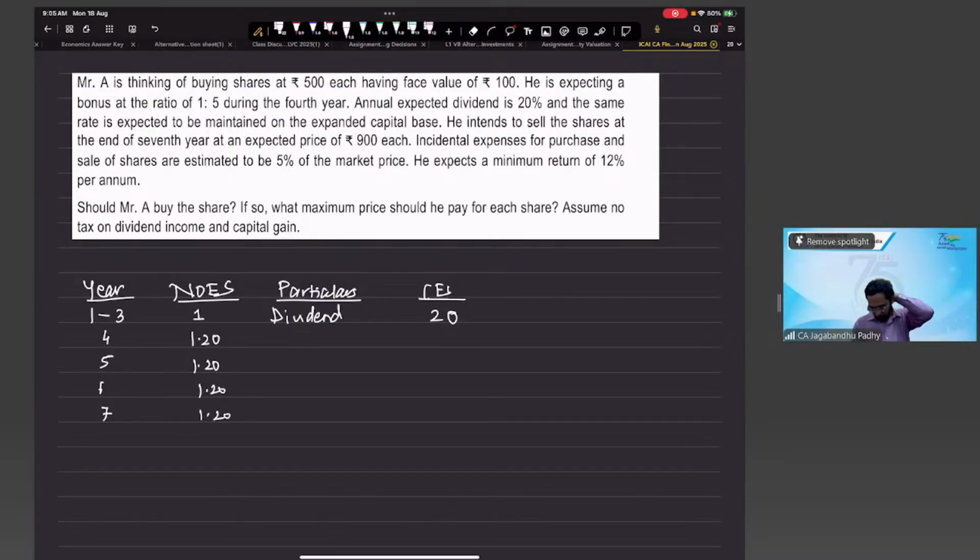Now, why did we make the number of equity shares 1.2? Because you're going to get a bonus of 1:5. So when you say bonus of 1:5, it is one share for every 5 shares you're holding. So for every one share that you're holding, you're going to get 0.2 as bonus shares. So what will be the dividend that you'll be getting in years 4, 5, 6, and 7, including those bonus shares? Now you have 1.2 shares, so 24 rupees.